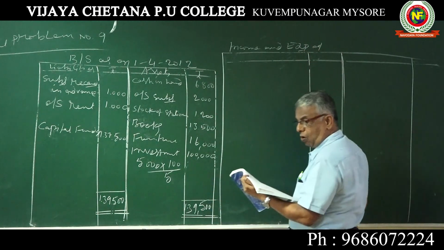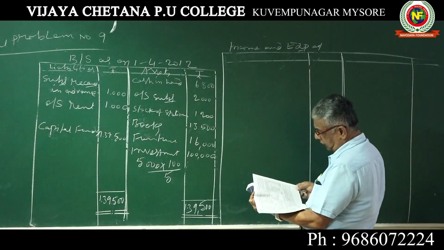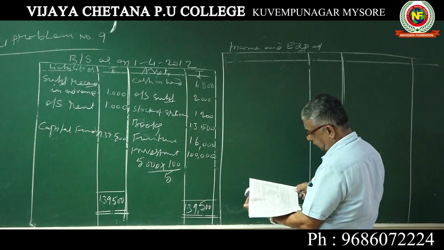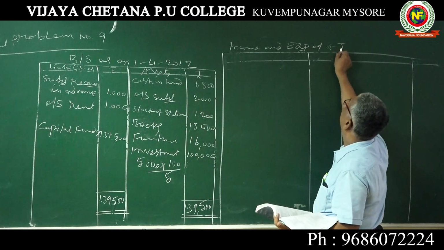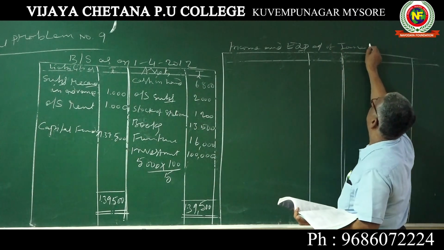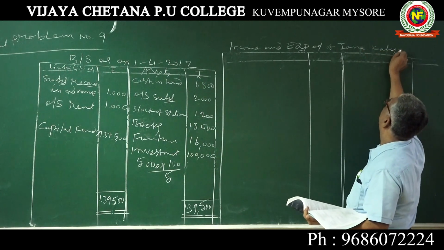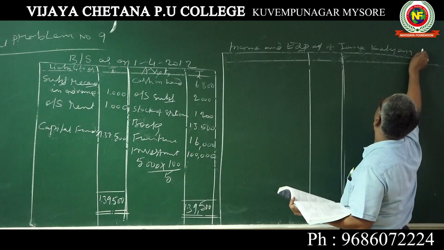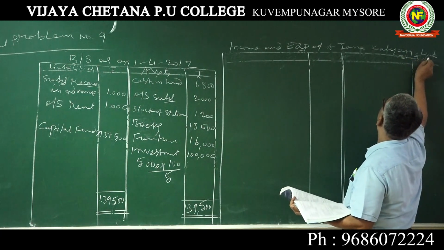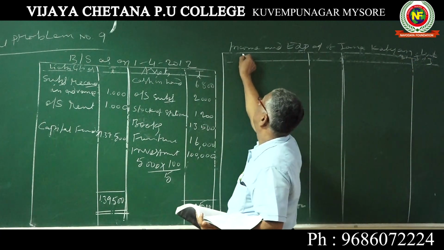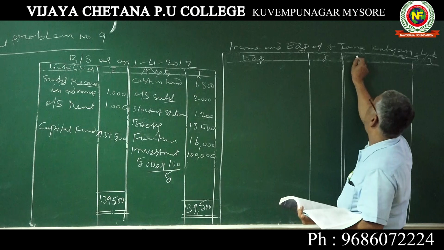Income and expenditure account of what is the name that he has given? It is Jana Kalyan Club. Income and expenditure account of Jana Kalyan Club for the year ended 31st March 2013.